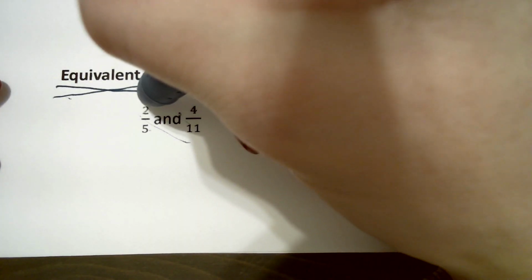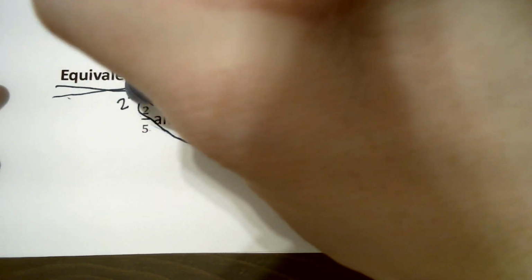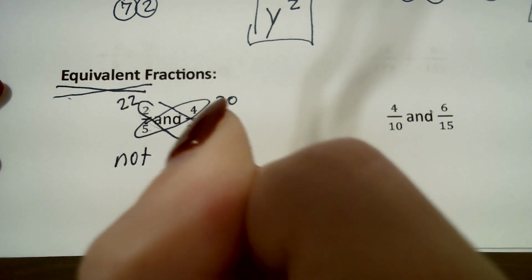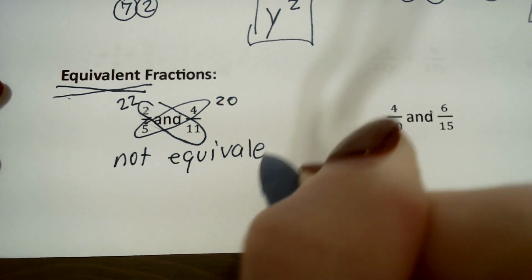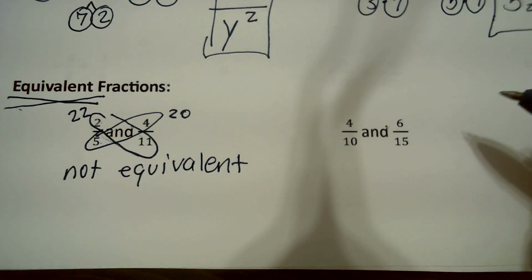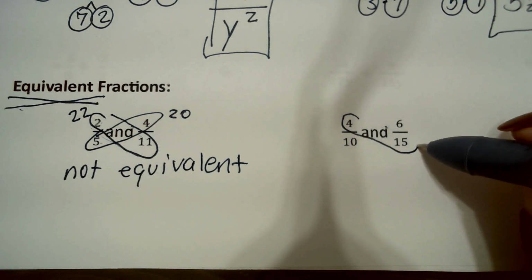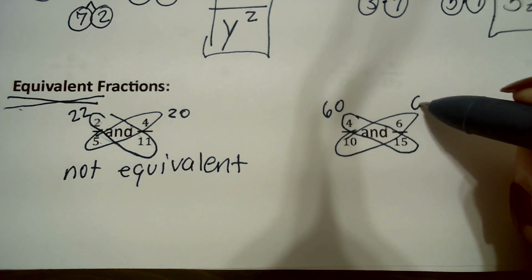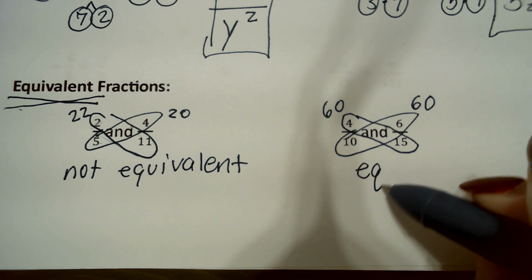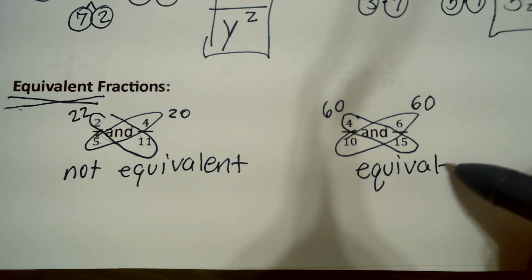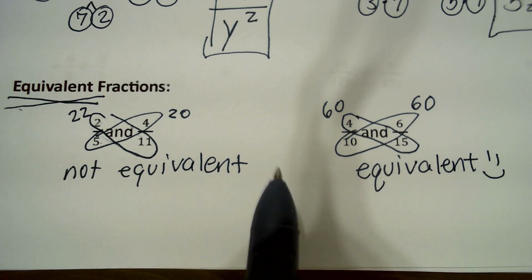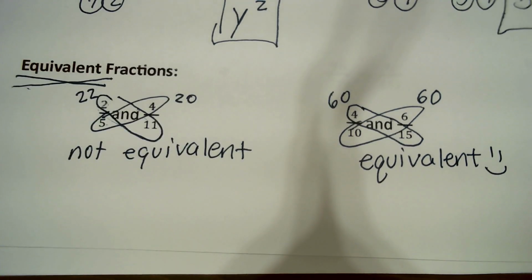So let's do the first one. 2 times 11, that's 22. And 5 times 4 is 20. Those are not equal numbers, so this is not equivalent. Let's do the next one. Here we have 4 times 15, that's 60. And 10 times 6, that is also 60. So those two fractions are equivalent. All right. So that's our test. Our cross multiplication tests if our fractions are equivalent.